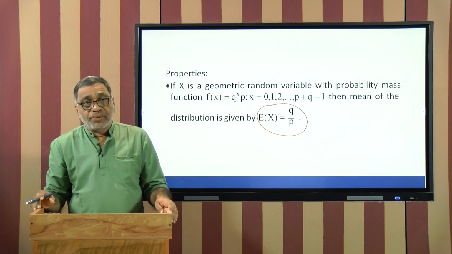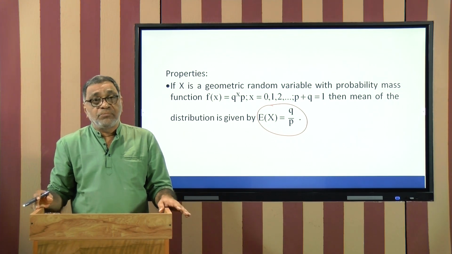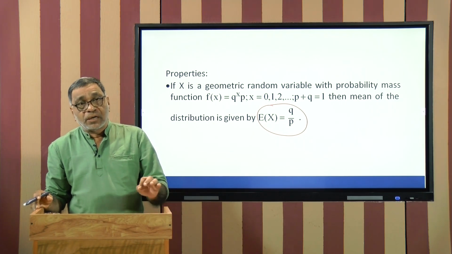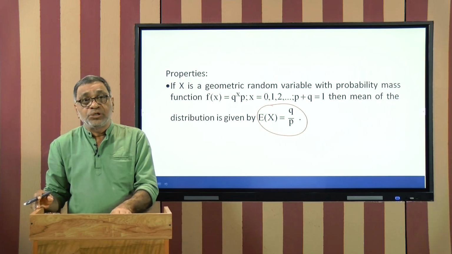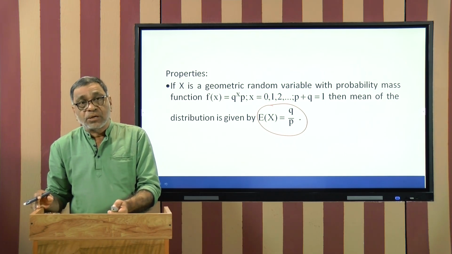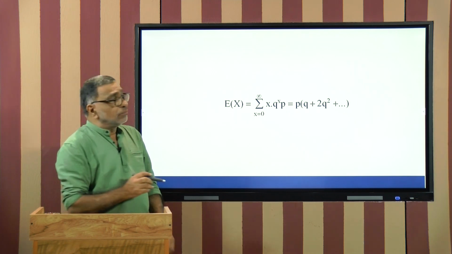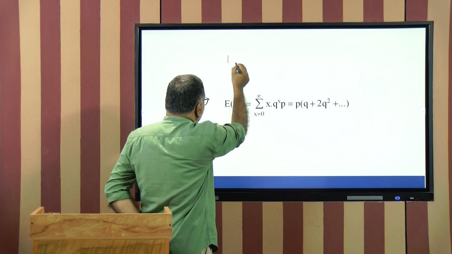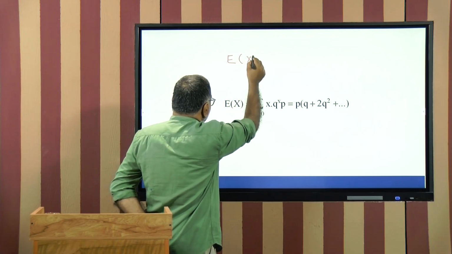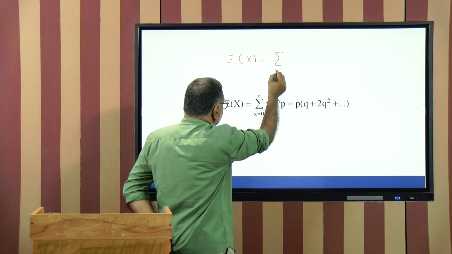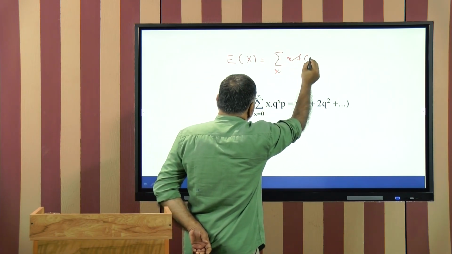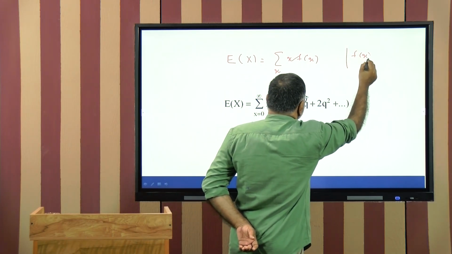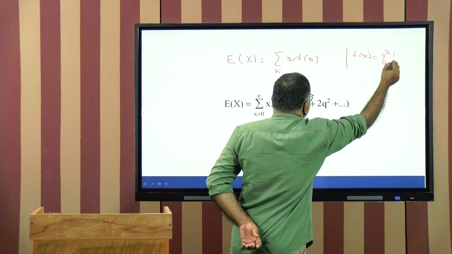So, for a geometric random variable, the mean is equal to the ratio between the probability of failure and the probability of success. So, q divided by p. How do we establish this? By formula, expectation of x is sigma over x, x into f of x, and for a geometric random variable, f of x is equal to q to the power x into p.